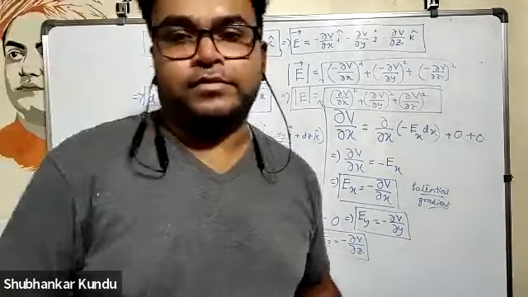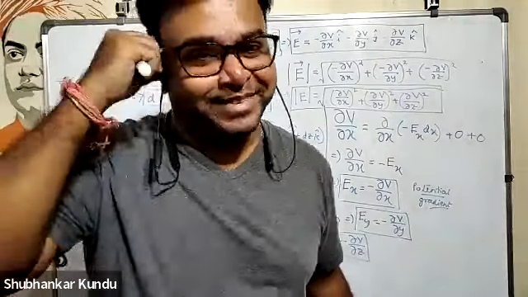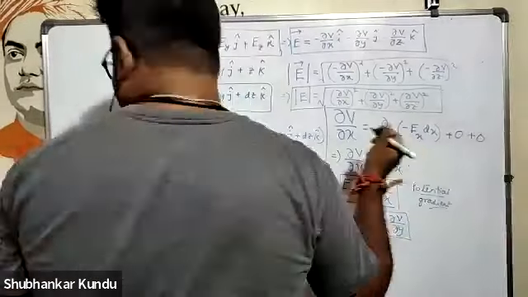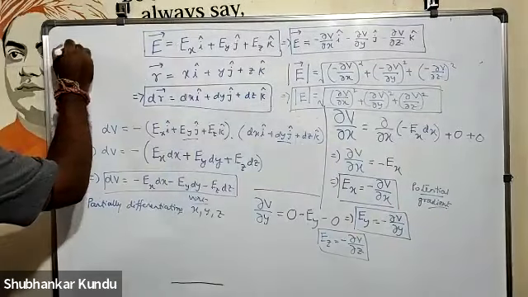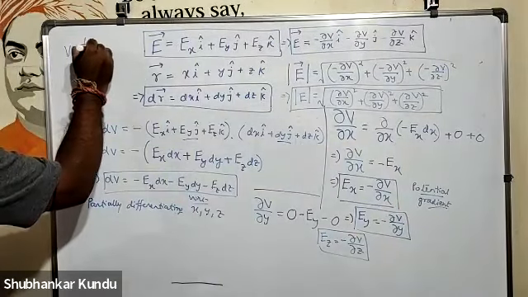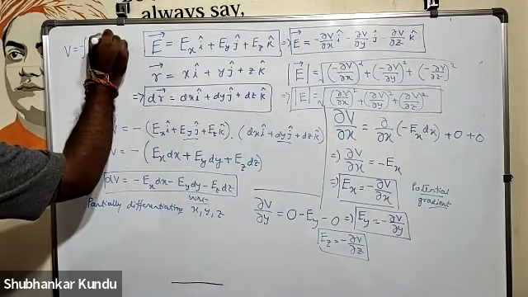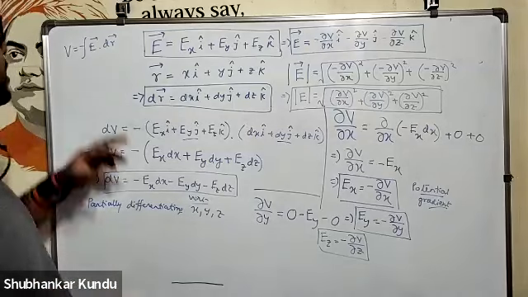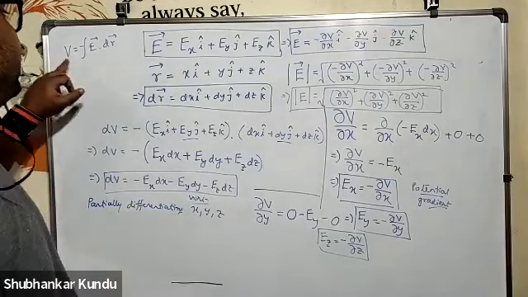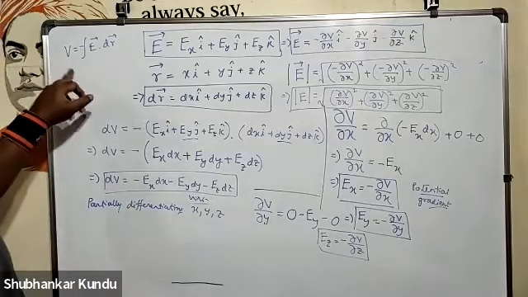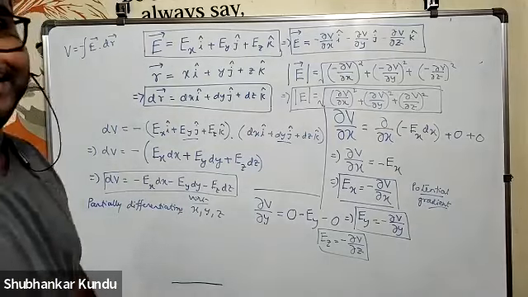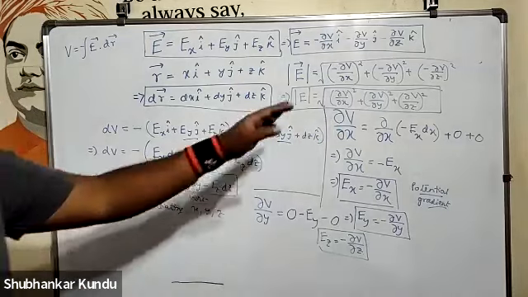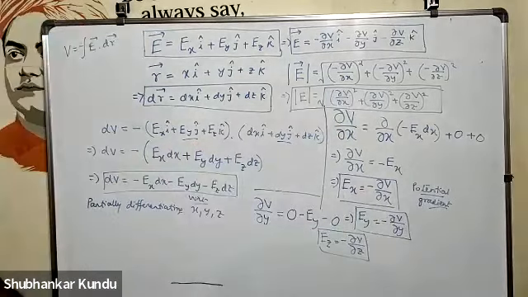What was our motive? I'm adding it here: V is equal to minus E dot dr. Our motive was, I asked that now if E is given, you can calculate V. What if V is given, how to calculate E? See, E has been calculated. Clear?